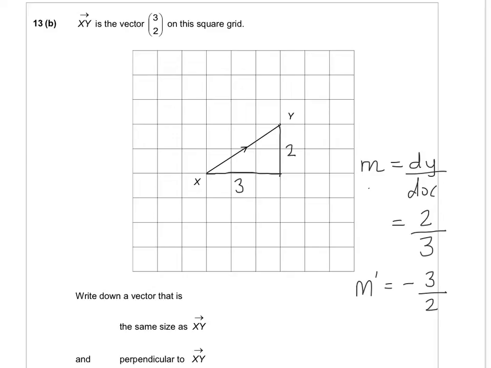A vector that could work would be (-2, 3). That would give us a vector with a negative gradient that takes us 3 up when we go 2 to the left. Or it could be (2, -3). Either of those would be the same size and perpendicular.